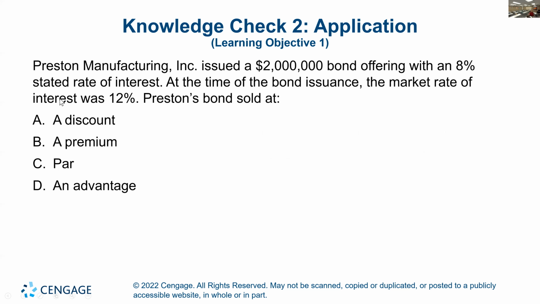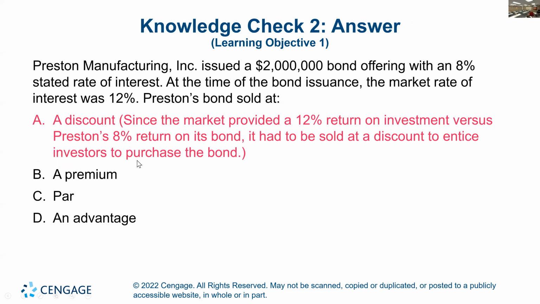Let's check this. Preston Manufacturing issues a 2 million bond offering with an 8% stated rate of interest. At the time of the bond issuance, the market rate of interest was 12%. It is sold at what? So the market is at 12, we're offering 8. People can go out on the market and buy bonds and get a 12% return. Why would they want to buy our bonds and get an 8% return? The only way we're going to get them to buy our bonds is if we offer them at a discount and sell them lower than the face value. So actually, we're going to pay them back more money than they give us at the beginning in order to make up that difference in the interest rate.